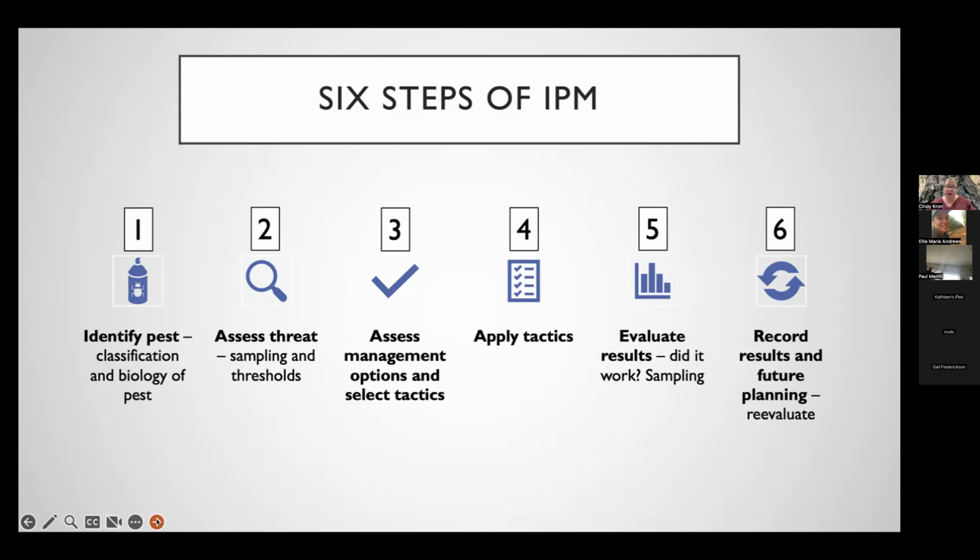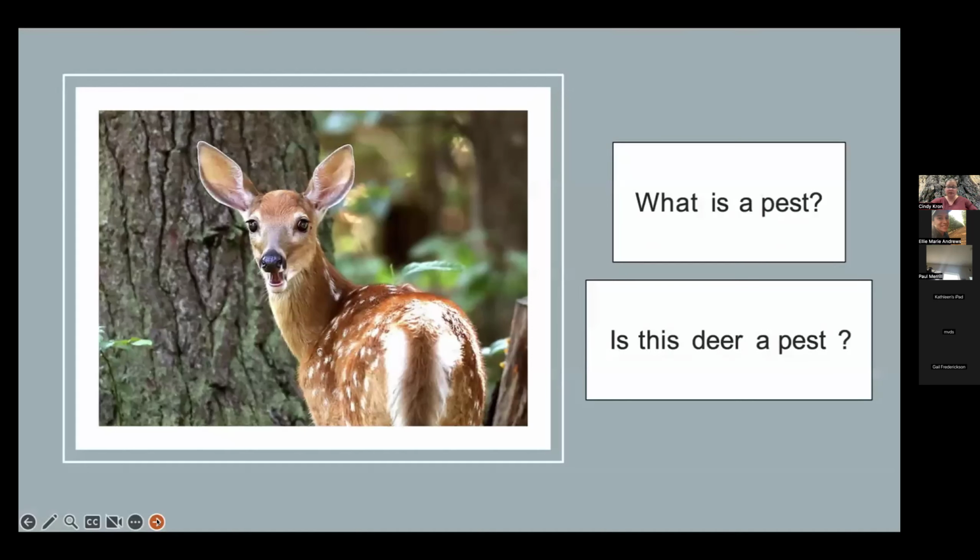You're going to look at your management options, and then you're going to select the tactics that you're going to apply. You apply those tactics, and then you evaluate the results. Did it work? Is my population lower? You're going to record those results for future planning, and then you reevaluate. Maybe I need to apply a little bit earlier. Maybe I need to increase the number of my traps, or this worked really well, I'm going to try this again next year. But you want to document it so that you can go back and make sure that you're comparing apples to apples in the long run.